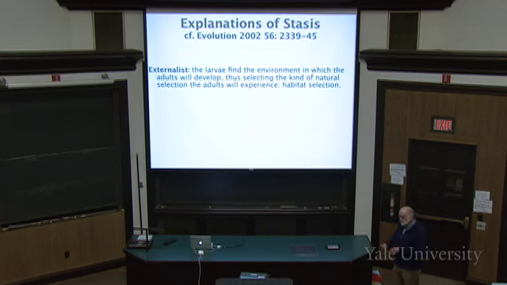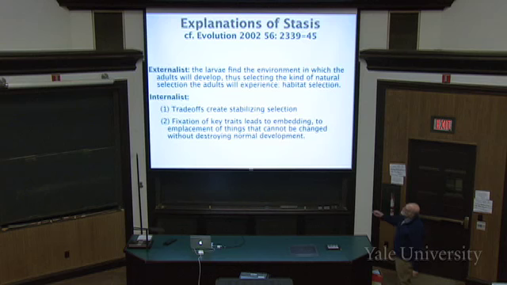So this is one of our alternative hypotheses. The reason things stay the same is that young life history stages find the environment in which adult selection will take place, and adult selection is stabilizing. Intermediate values are selected for. Things don't change. On the other hand, there's a contrasting hypothesis, which is an internalist explanation.